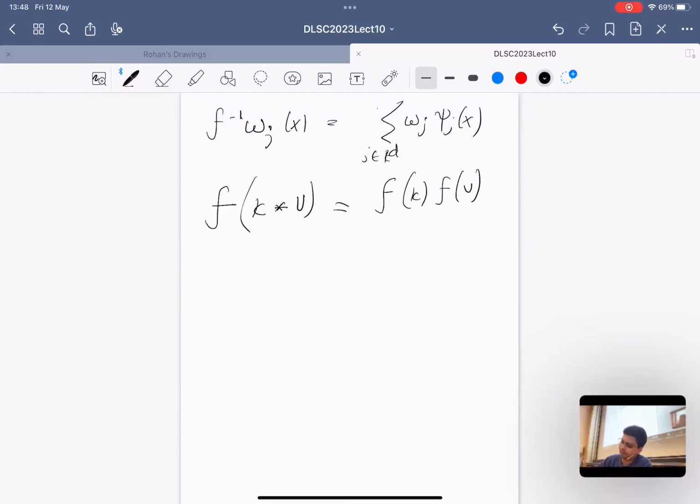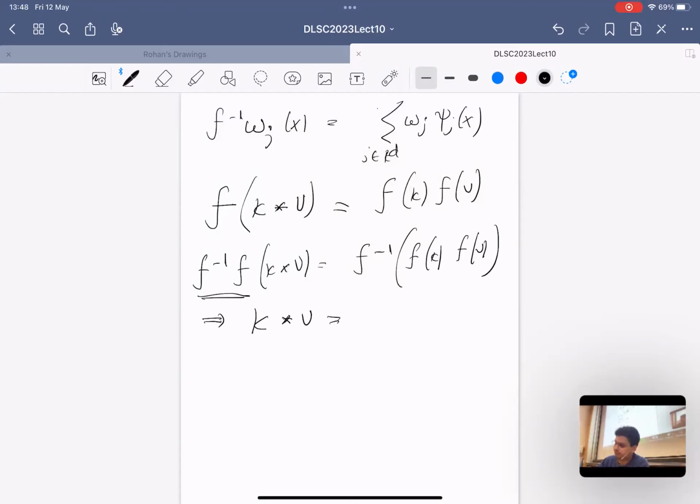Okay, so why do I care? Since this is the case, I can always take the inverse Fourier transform. Then this is F inverse of F(k) F(v). So this implies that the convolution of k with v can be rewritten through Fourier space in the following way. I take a function, take its Fourier transform, take the kernel, take its Fourier transform, multiply them, take the inverse Fourier transform. It is the same as doing convolution.